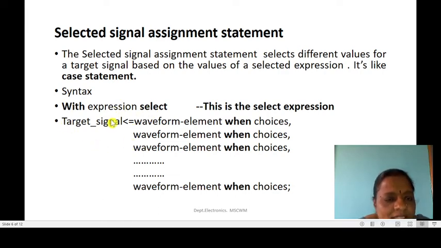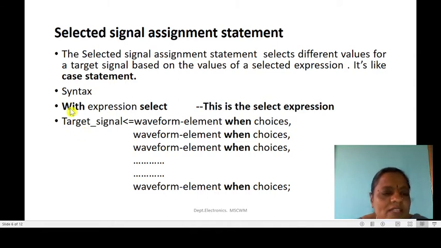Afterwards, the target signal is there, and this is our signal assignment statement. Waveform element when choices and a comma. Remember, here it is waveform element when choices and the comma, waveform element when choices and the comma. And finally, waveform element when choices, and here there is a semicolon. Okay, and this is the general syntax of your selected signal assignment statement.